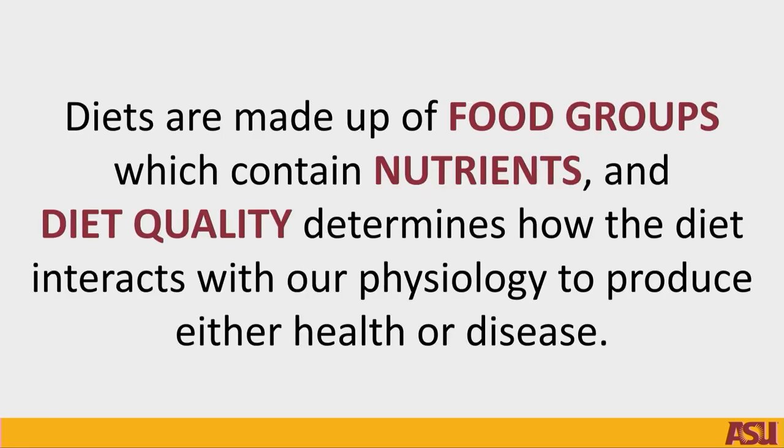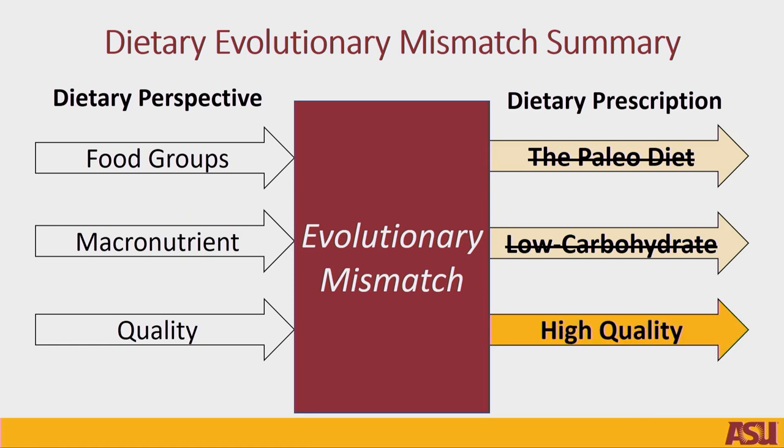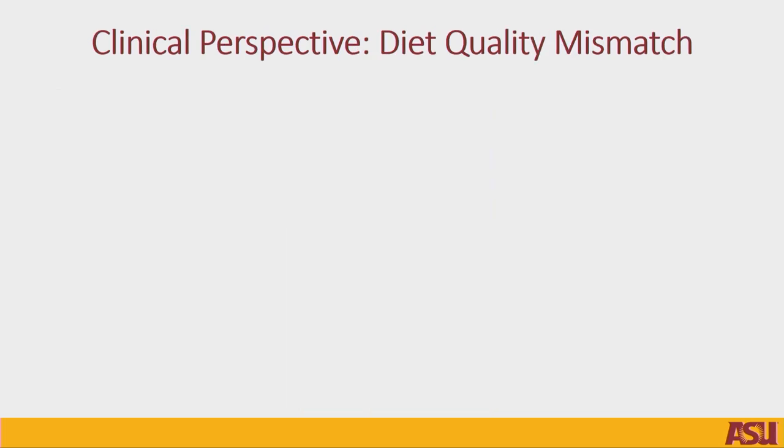And this is why in the literature we see that dietary adherence is really the best predictor of success with any diet. You look at any clinical study, those who follow it more have the most physiological benefits produced from eating their diet. Any diet is going to work to increase diet quality, per the definition we're using, yet they all vary in the macronutrient intake and the food groups that they include or restrict. And what's going on here is that, yes, our diets are made up of foods from various food groups, and they contain their nutrients, but it's really the quality of the diet that determines how a diet interacts with our physiology to produce either a state of health or disease. So overall, across all of these, a high-quality diet really has the most evidence behind it through the evolutionary mismatch perspective.